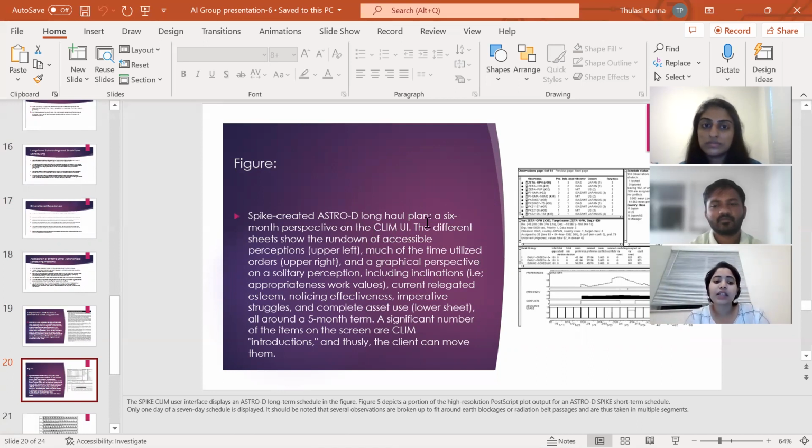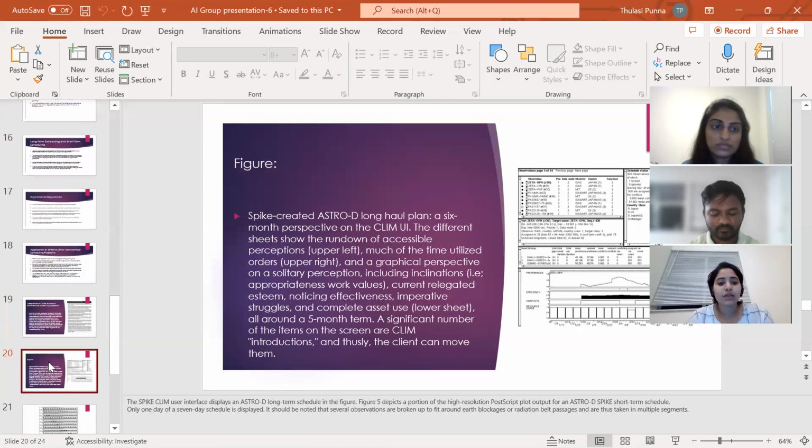and the SPIKE user interface displays an Astro-D long-term schedule in the figure. It is shown in the figure. It depicts a portion of the high-resolution PostScript plot output from the Astro-D SPIKE. And the next slide, please.